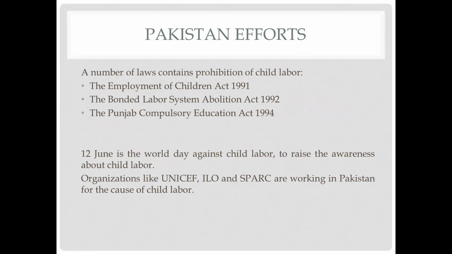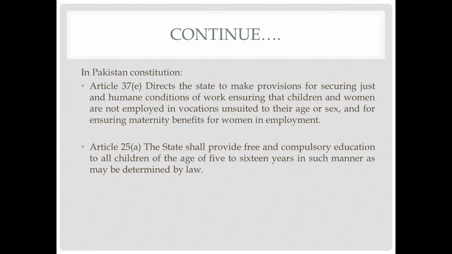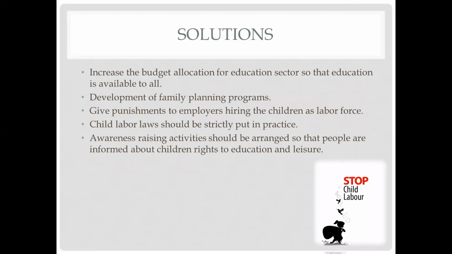Pakistan's efforts. Pakistan took steps for the eradication of child labor, like laws containing the prohibition of child labor, the Employment of Children Act 1991, and the Punjab Compulsory Education Act 1994. Organizations like UNICEF, ILO, and SPARC are working in Pakistan on the cause of child labor. In the Pakistani constitution, articles like 37 and 25 grant free education for children from age 5 to 17, and children are not to be employed in jobs unsuited to their age or sex.